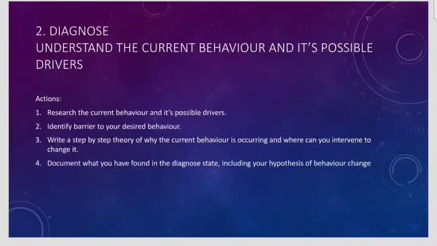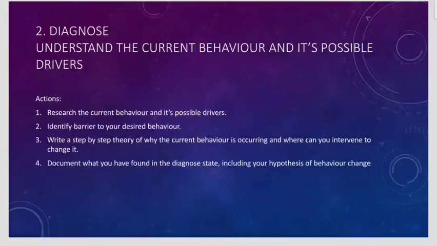Has this problem been studied before? We can search through Google Scholar, where there may already be research papers on it. Second is to identify barriers to your desired behavior. After reading many papers, you will know what the barriers are, and have a fair idea of the barriers in solving this problem. Third is to write a step-by-step theory of why the current behavior is occurring and where you can intervene to change it. What is the source of this problem, and where do you have to intervene?